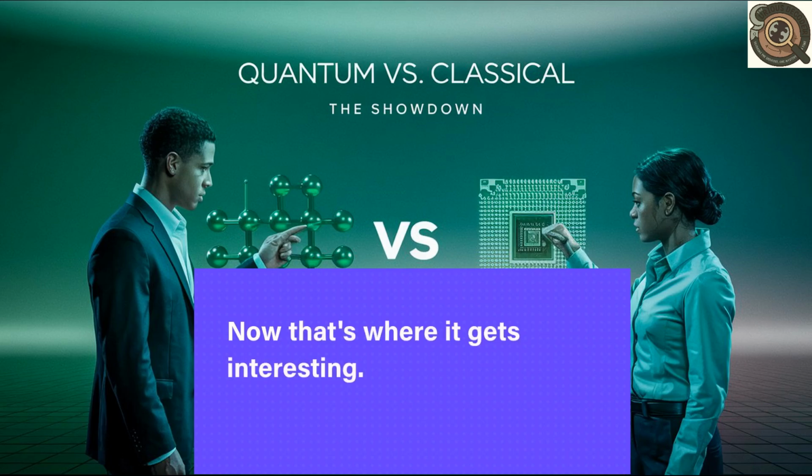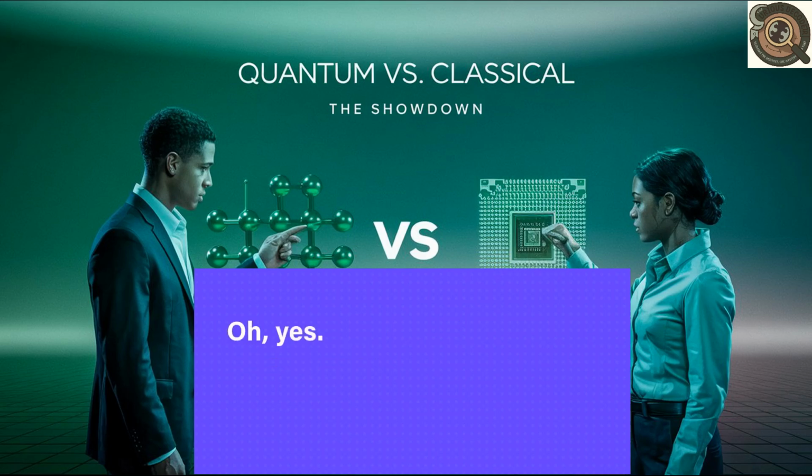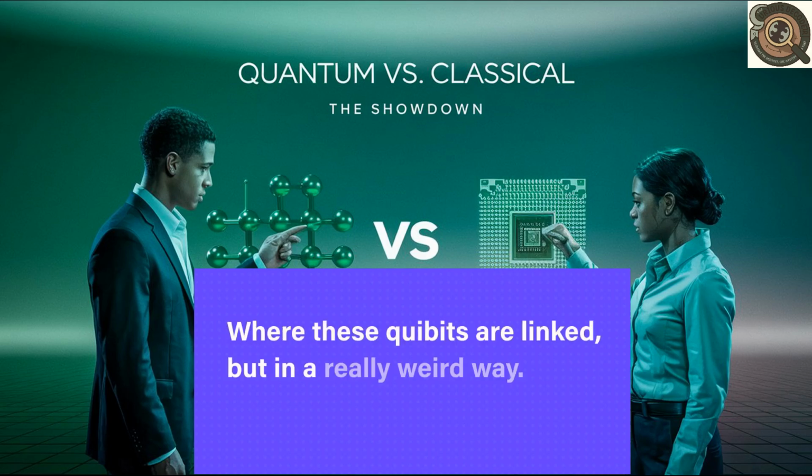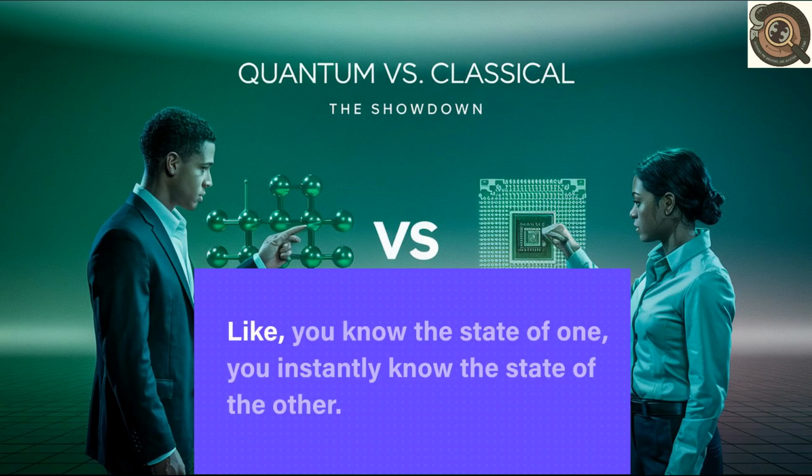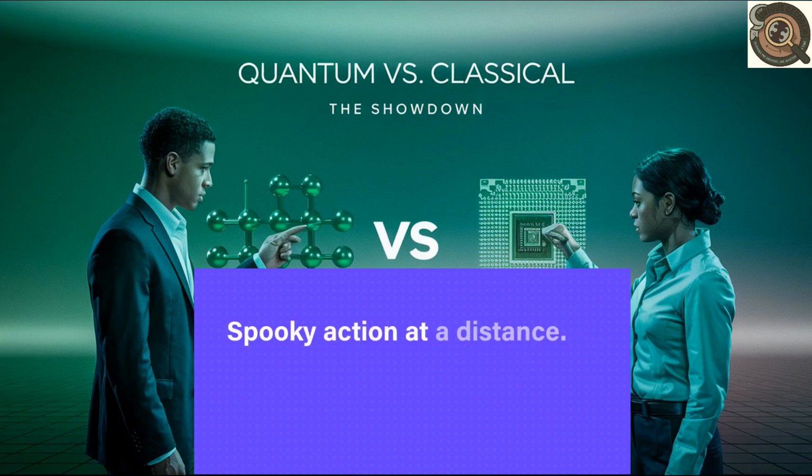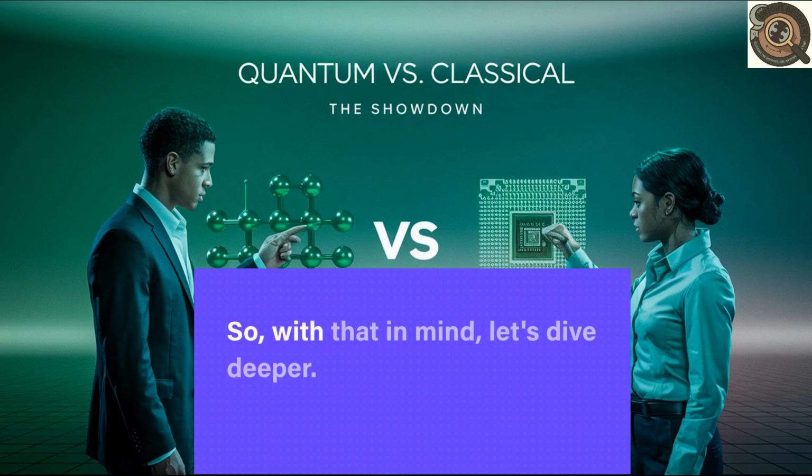Now that's where it gets interesting. It's superposition, a key concept in quantum computing. And then you've got entanglement, where these qubits are linked, but in a really weird way. If you know the state of one, you instantly know the state of the other. Spooky action at a distance. It's mind-boggling, no matter how far apart they are. So, with that in mind, let's dive deeper and figure out when to use which tool.